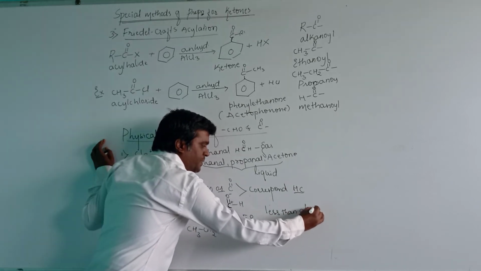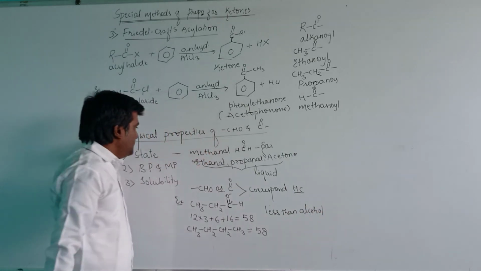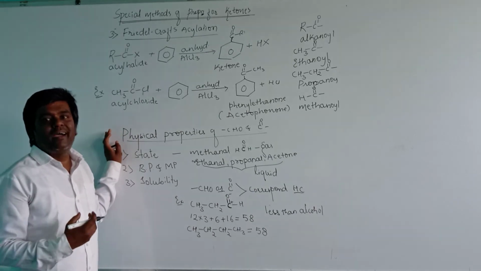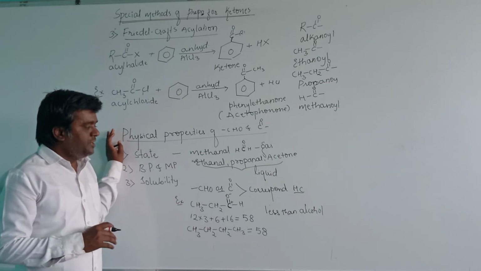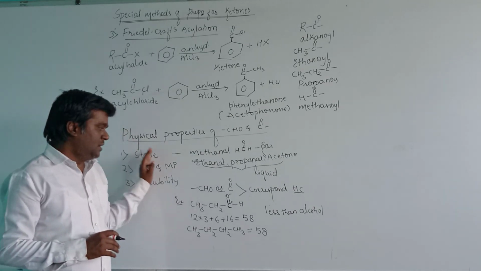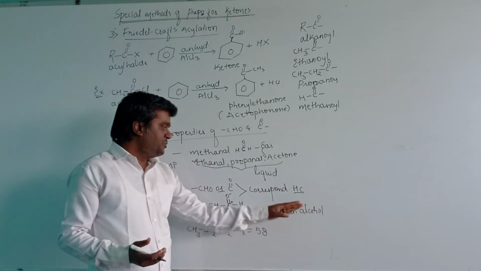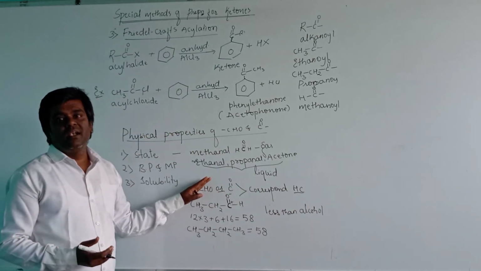But the aldehydes and ketones will show less BP than the alcohols, because in the alcohols there is intermolecular hydrogen bonding. Due to the intermolecular hydrogen bonding, alcohols will have greater BP when compared to the corresponding aldehydes and ketones.